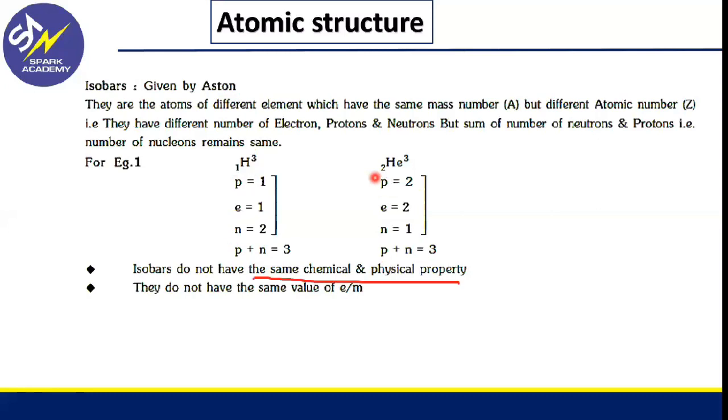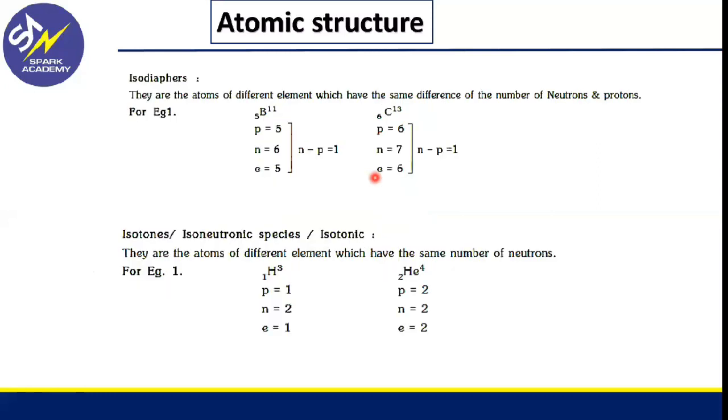So they do not have the same chemical or physical properties because they do not have an equal number of protons or neutrons, and they will also not have the same charge over mass ratio. Next one is isodiaphers. Isodiaphers are different elements that have the same difference between the number of neutrons and protons. That is, the difference in neutrons and protons should be the same.